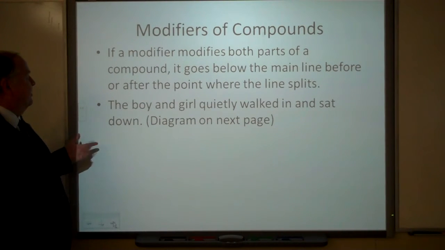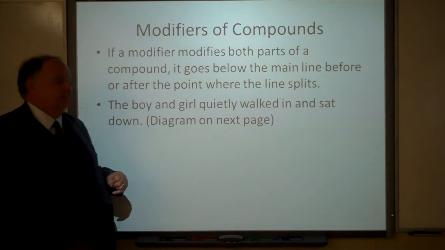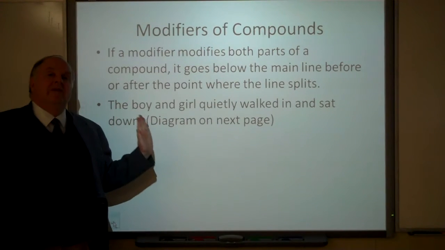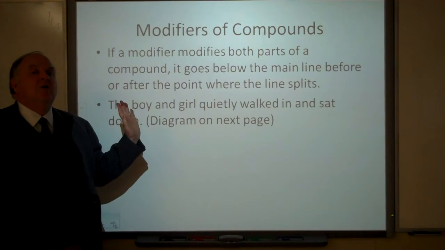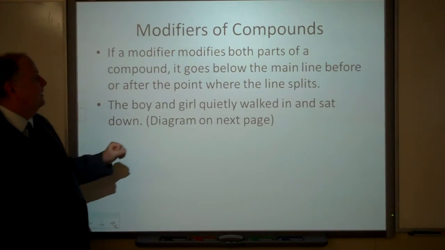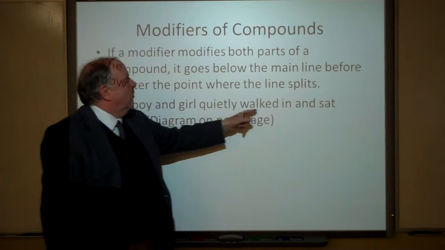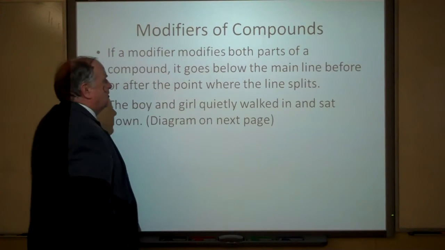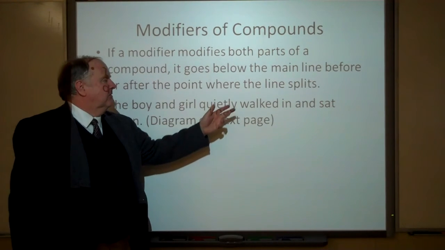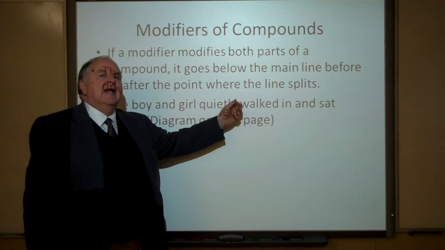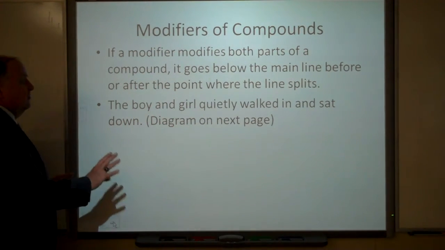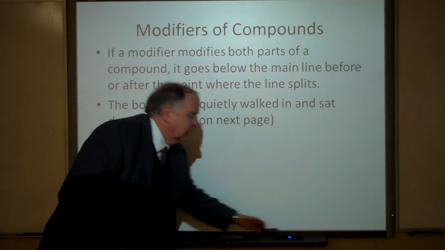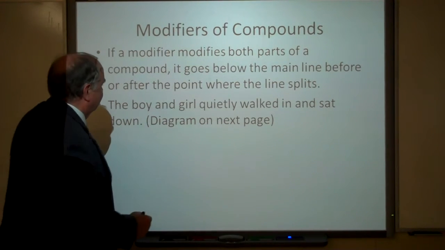But sometimes a modifier modifies both parts of the compound. You can say the boy and girl. In that case, the is modifying both boy and girl. So we put the on the part of the line where it's not split. Okay? And the same with the verb here. Quietly walked in and sat down. Now in just modifies walked. Down just modifies sat. But quietly really modifies both. They quietly walked in and sat down. So those would go on the part of the line that is not split. In the case of the subject, it would go after the split. In the case of the verb, it would go before the split.